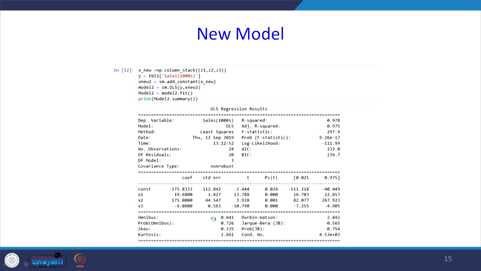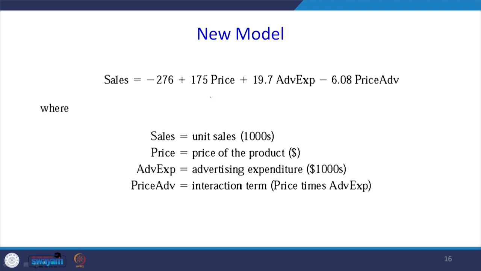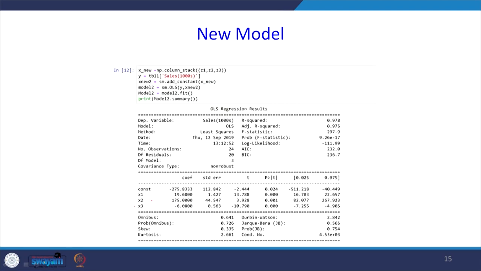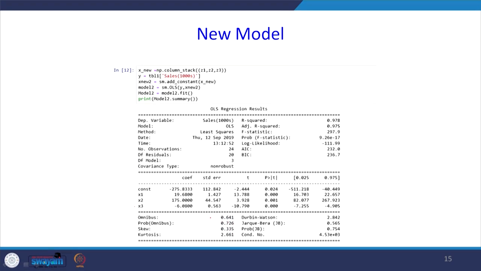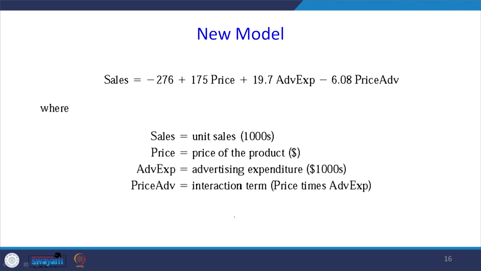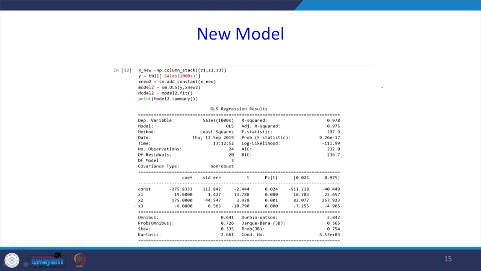-276 plus 175 price, that is our X2, then 19.7 advertising expenditure, that is our X1. The third one is our interaction variable, that is X3, that is -6.08. Look at the p value of the F statistic, that is very low, so the overall model is significant. For all variables X1, X2 and the interaction variable, look at the p value, all are less than 0.05.